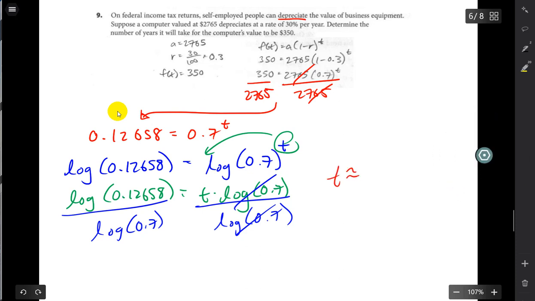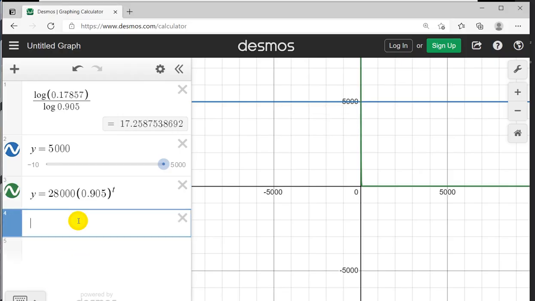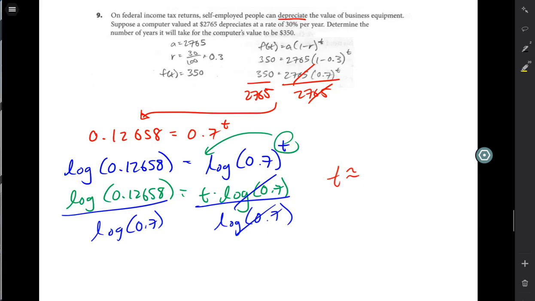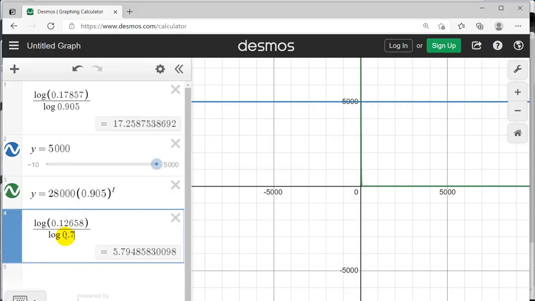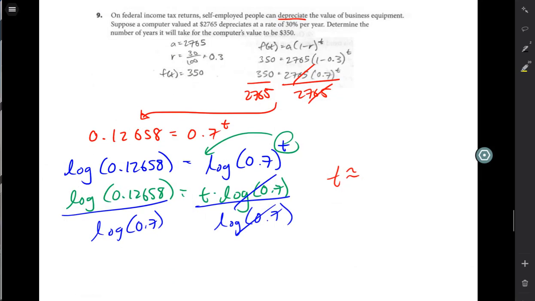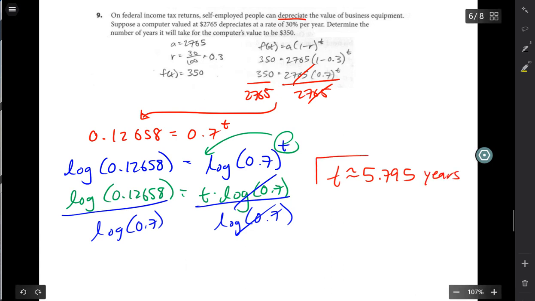Our goal is to solve for t. So t is approximately log of 0.12658 divided by log of 0.7. So it's going to be 5.795, I guess. So t is 5.795. In this case, that's going to be years. Okay, so that's how long it would take.